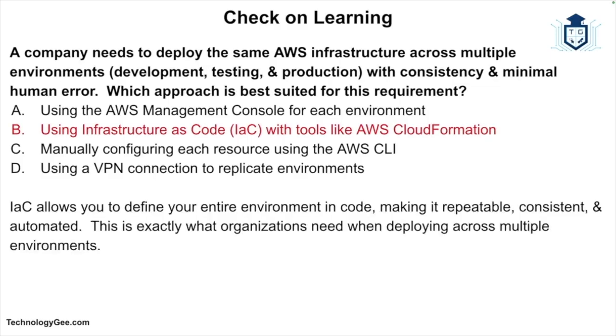And the correct answer is using infrastructure as code with tools like AWS CloudFormation. Infrastructure as code allows you to define your entire environment in code, making it repeatable, consistent, and automated. And this is exactly what organizations need when deploying across multiple environments.